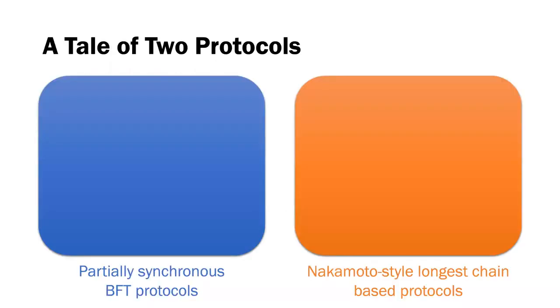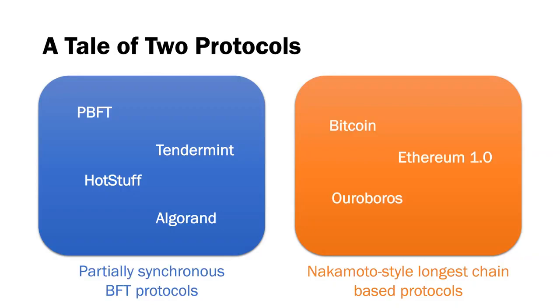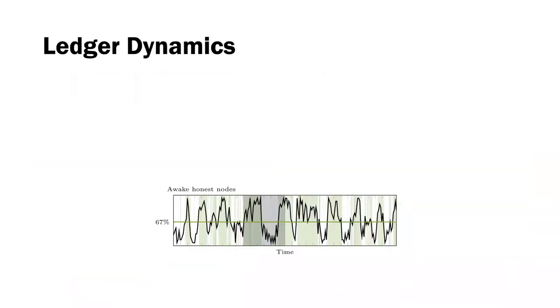The world of consensus protocols is pretty much divided into the following two camps. On the one hand, the more traditional, partially synchronous BFT protocols, such as PBFT or HotStuff, and on the other hand, Nakamoto-style, longest chain-based protocols, such as Bitcoin, Ethereum 1, or Ouroboros. Protocols from these two camps show very different behavior.